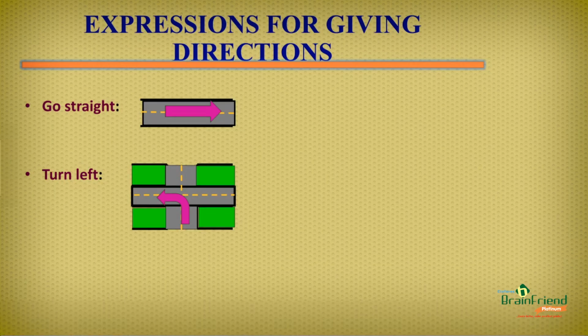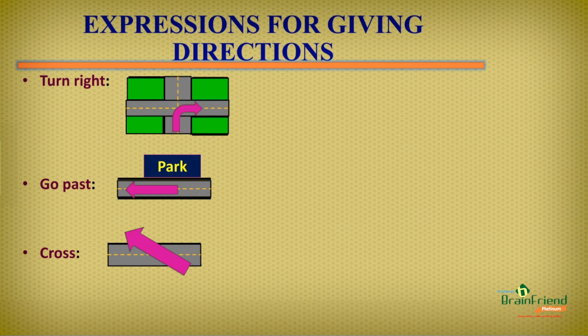Here we have go straight. The arrow here is pointing straight. This means we should either walk straight or drive straight. Next, we have turn left. The arrow here is pointing left. We also have turn right, and this means we should turn right, that is the right-hand side of a road or a street or pathway.